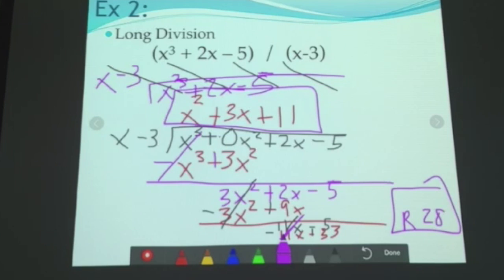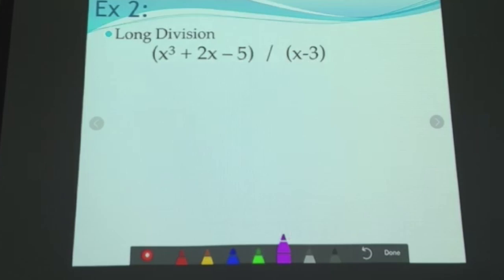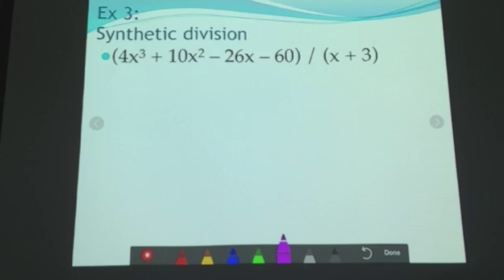So these are long, they can sort of seem a little bit complicated. That's why we have synthetic division. So the method I'm going to teach you guys next is definitely my favorite. It's probably going to be your favorite too for dividing. So let's move on to example 3, which is synthetic division. So take a quick second and copy that down.